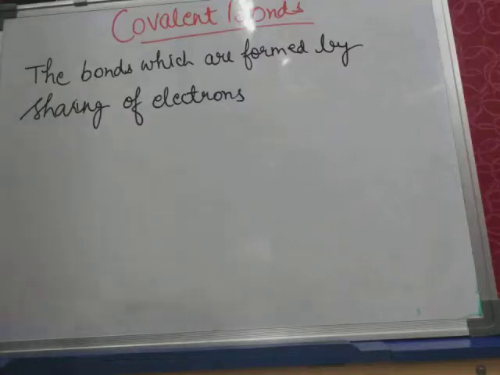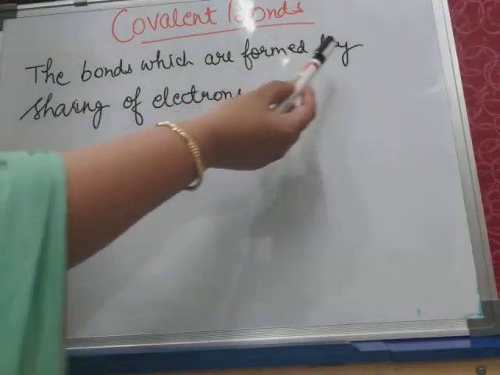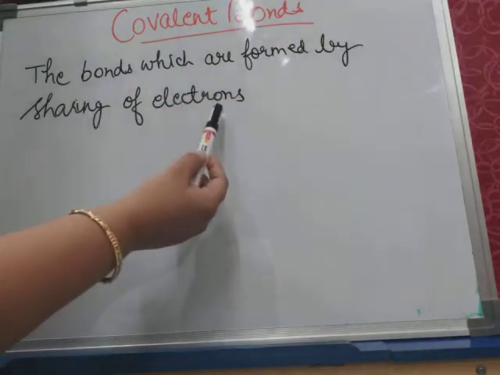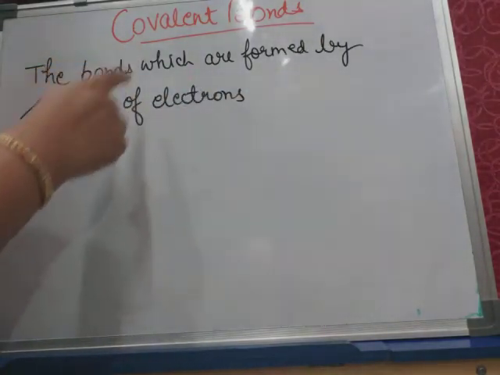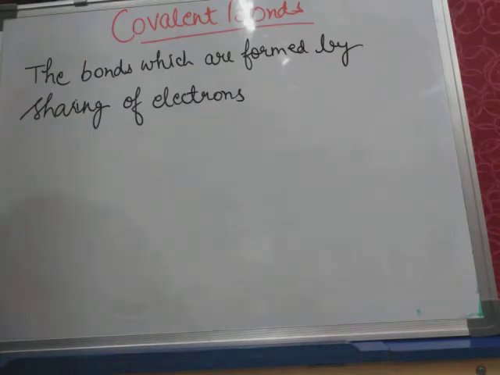Hello students. Yesterday we studied about the electrovalent bonds and today we will study the covalent bonds. The bonds which are formed by sharing of electrons. See, these bonds are formed by sharing of electrons.